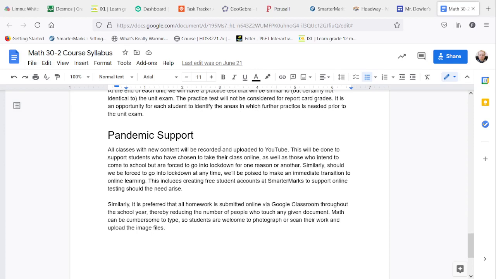Finally, at least at the time of this recording, we don't know what things are going to look like in terms of the pandemic this year. So there will be similar support to what we had last year, where we'll have smarter marks so we could do the testing in class or online should another wave break out.